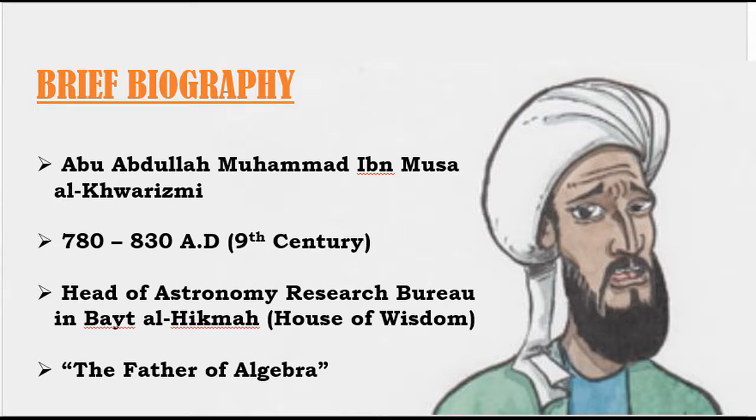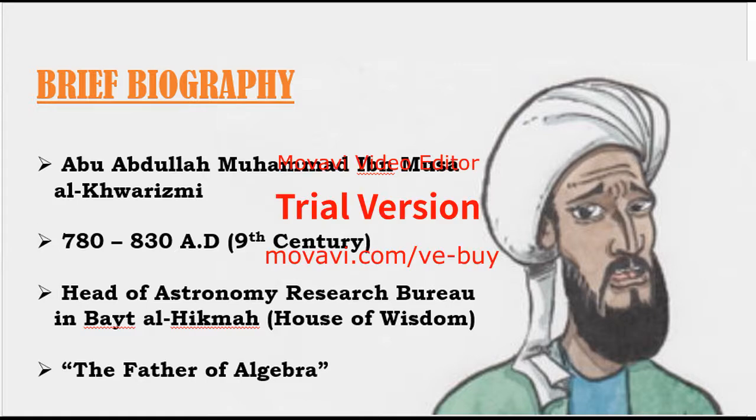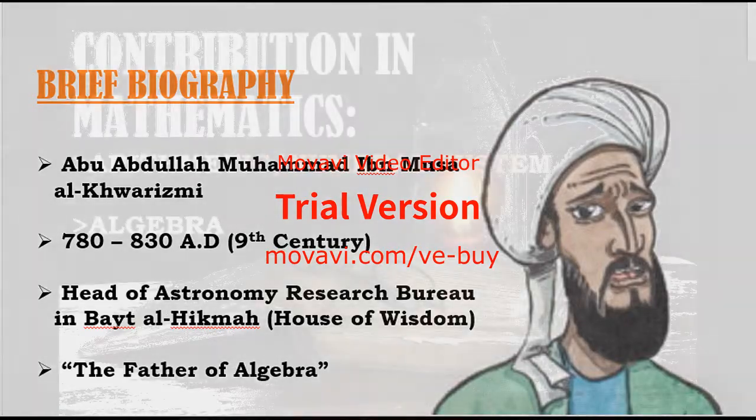Brief biography. His full name is Abu Abdullah Muhammad ibn Musa Al-Khwarizmi. He lived in the 9th century. Under the patronage of Caliph Al-Ma'mun, he was appointed as the head of the Astronomy Research Bureau, and he is also called the father of algebra.